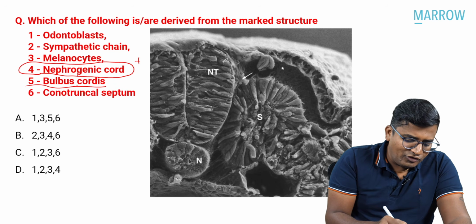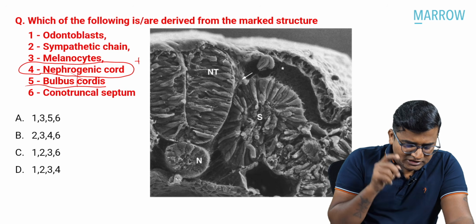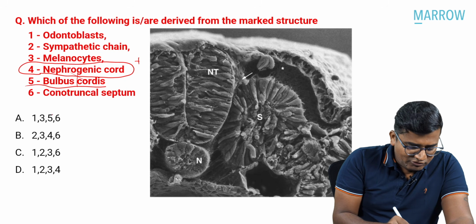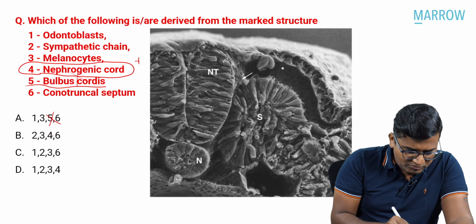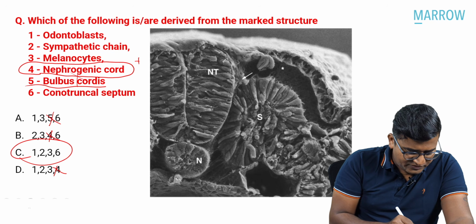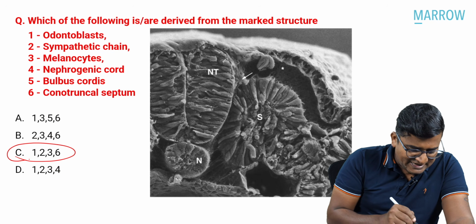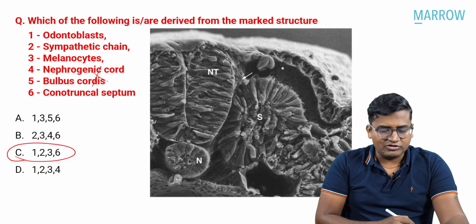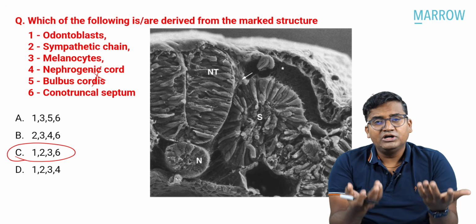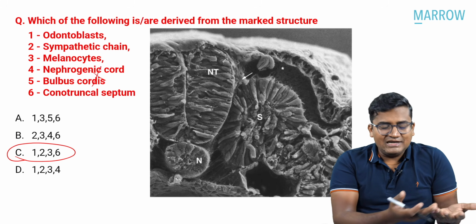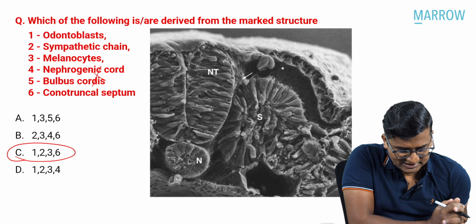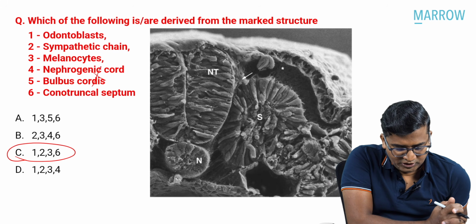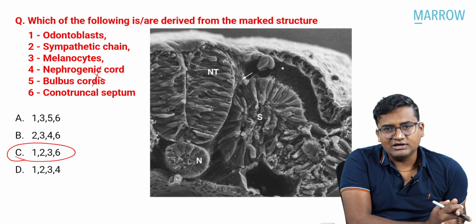So if you eliminate 4 and 5, you easily get the answer. In the answer, you should not get 4 and 5. 5, no. 4, nephrogenic cord, no. Again, we have 4 here. So the answer for this question is C. The nephrogenic cord and the bulbus cordis are not coming from the neural crest cells. Even if you don't know the neural crest derivatives, you can eliminate the options and you will get the exact answer. Option C is right: 1, 2, 3, 6 are derived from the neural crest cells.